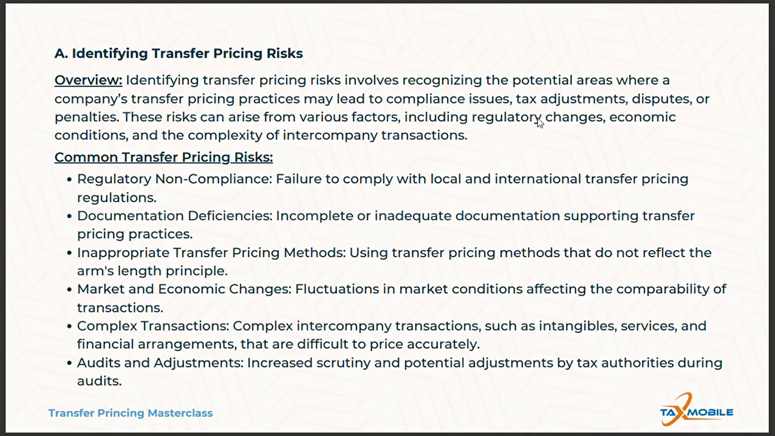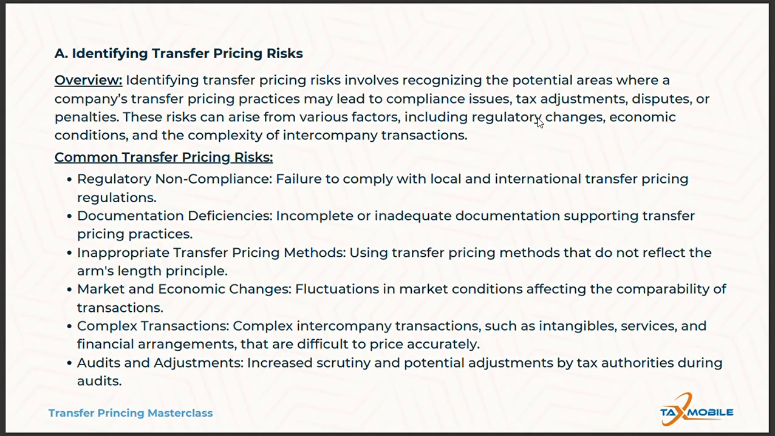Now, the third one is inappropriate transfer pricing method. Using incorrect or inappropriate methods for pricing intercompany transactions increases exposure to transfer pricing adjustments by tax authorities. We've looked at the various methods. We've also explained how to select the appropriate method. So it is important that we use the appropriate method to avoid penalties. Market and economic changes. Fluctuations in market conditions, such as economic downturns or changes in demand, can impact the comparability of transactions and create transfer pricing risk.